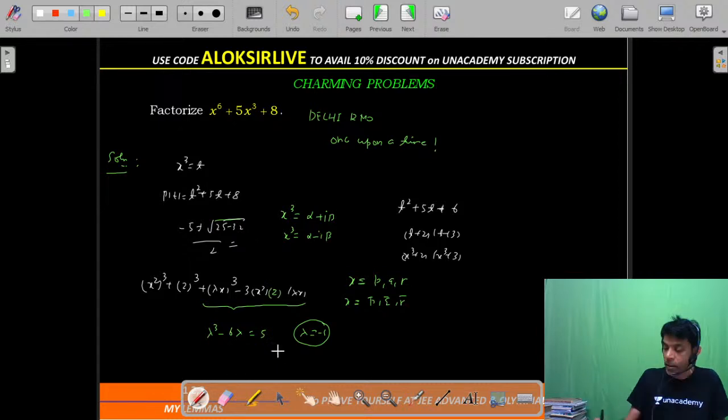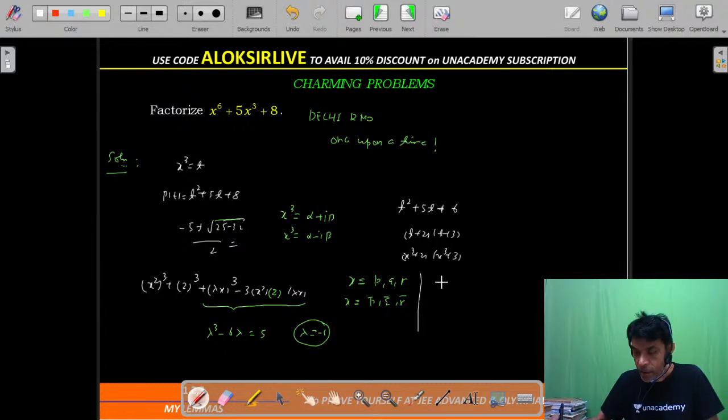Okay, now lambda is -1, so we can rewrite things again. So let me write here only, and then I can move to the next page. So this is x squared cubed plus minus x cubed plus 2 cubed, a cubed plus b cubed equals c cubed minus 3 times x squared times minus x times 2.